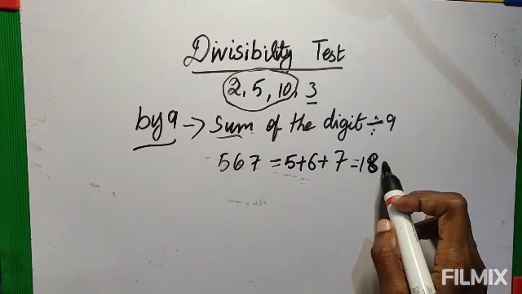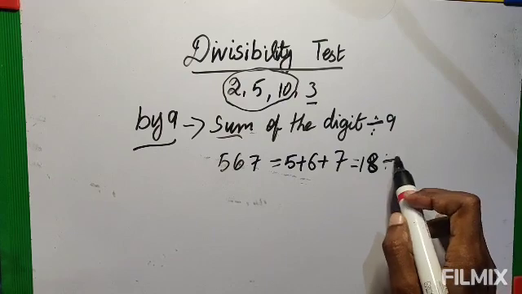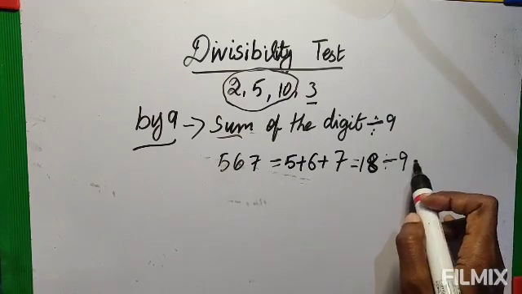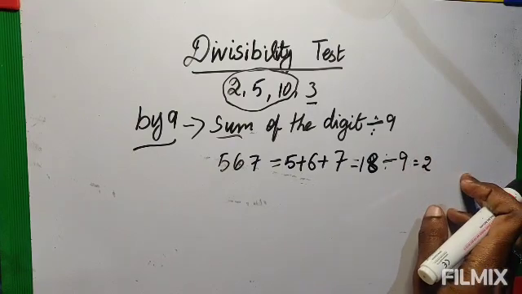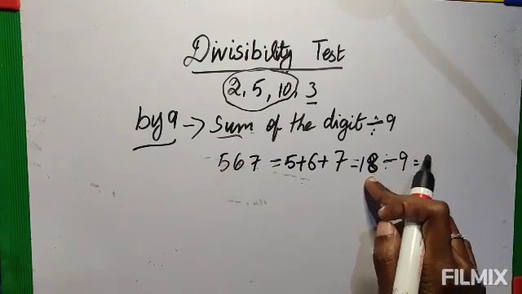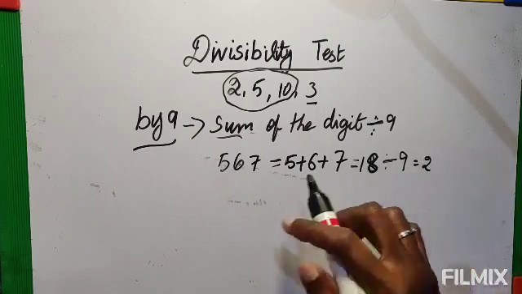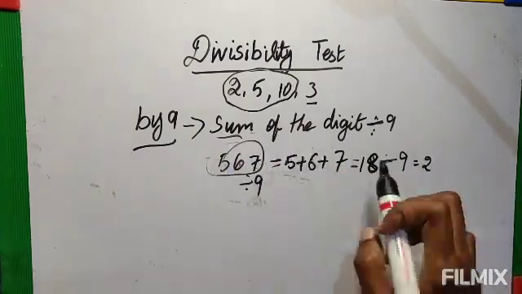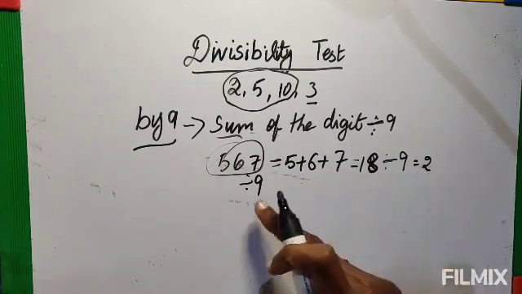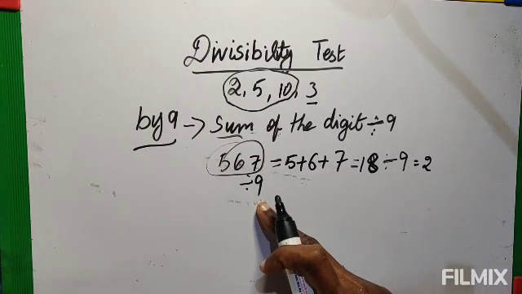You can check whether it is in the 9 table. 18 divided by 9 is 2. 9 2s are 18. So 18 is in the 9 table. If the sum of the digits is divisible by 9, then the number is divisible by 9. So it is divisible by 9. Since the sum is divisible by 9, the number is also divisible by 9.